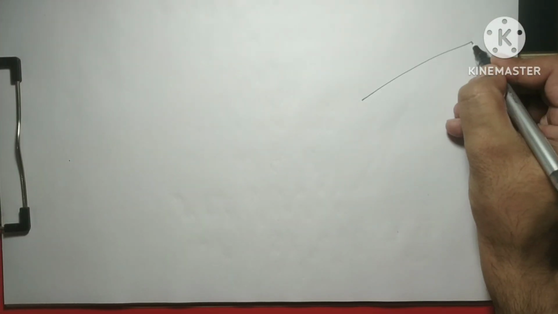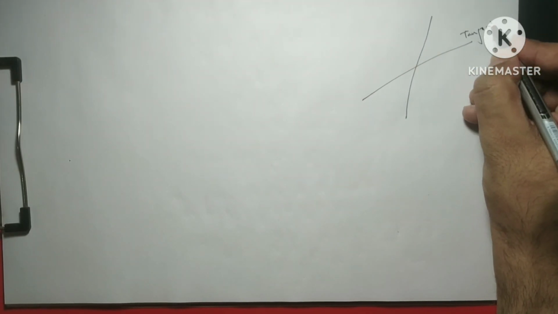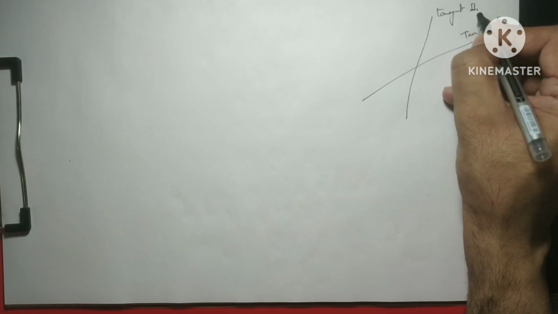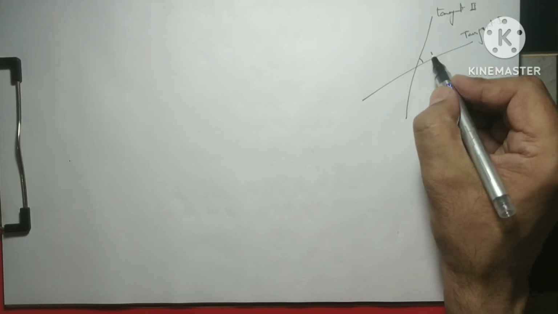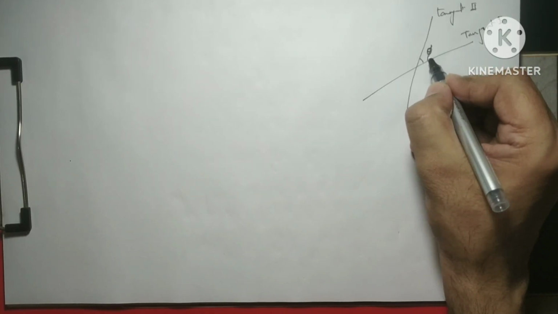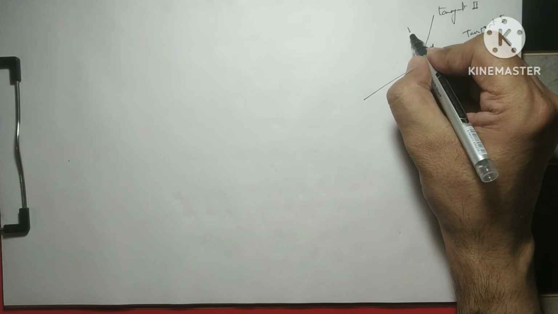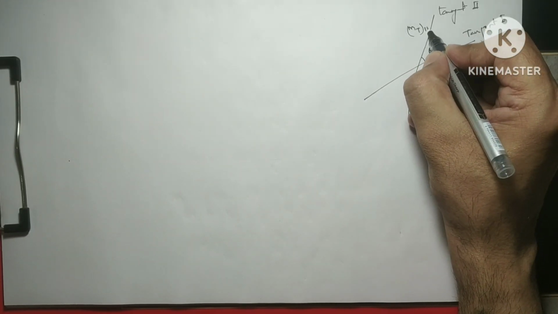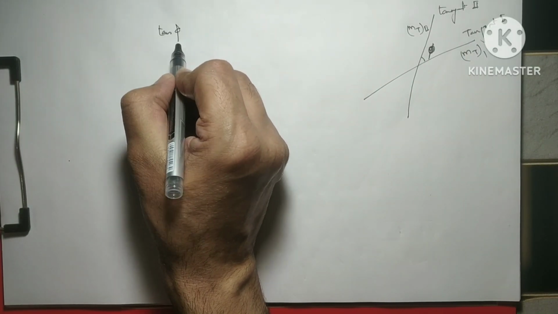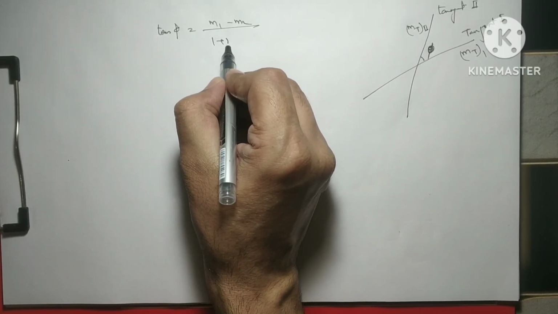So if we have the first line and this is the second line, it is like tangent 1 and tangent 2, and this is the angle between them. Let us consider theta, or you can say phi. The slope of this line is m1, and the slope of the second line is m2. So the angle between them is phi. Tan phi is m1 minus m2 over 1 plus m1 m2.